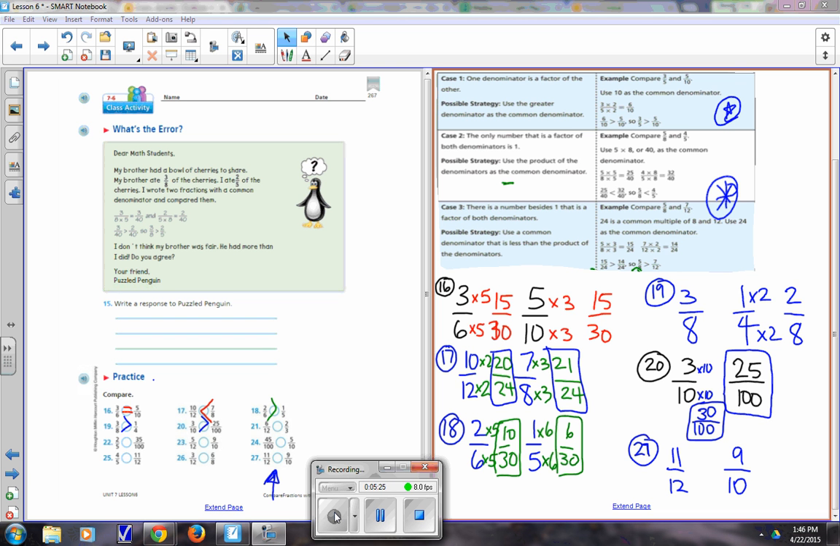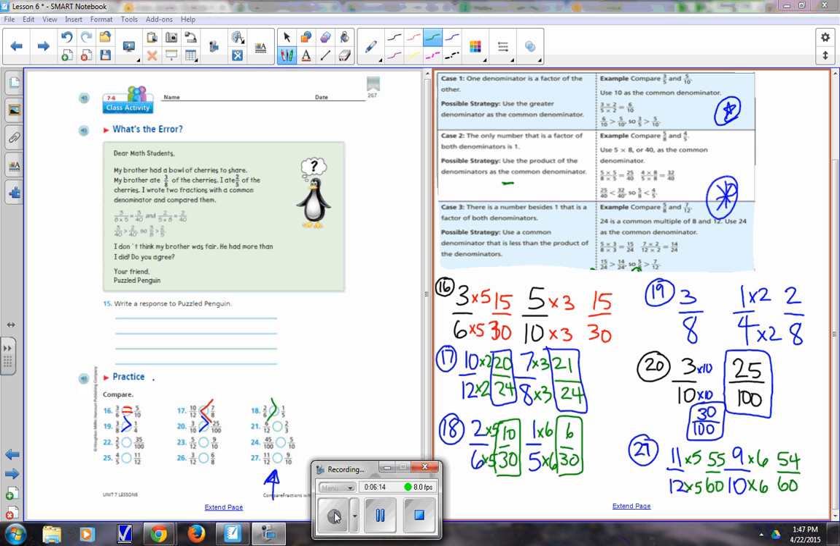What can I do? What can I do? All right. Well, I can't get 10 to 12. So I'm going to start thinking of all my 12s. 12 times 2 is 24. I can't make 10 go to 24. 12 times 3 is 36. I can't get 10 to 36. 12 times 4 is 48. Can't get 10 to 48. 12 times 5 is 60. Hey, can I get 10 to 60? I can. So if I do 12 times 5 and 10 times 6, I have 55 sixtieths and 54 sixtieths.